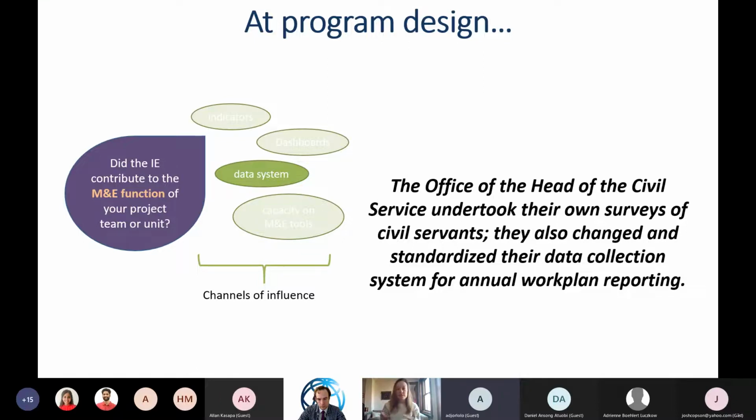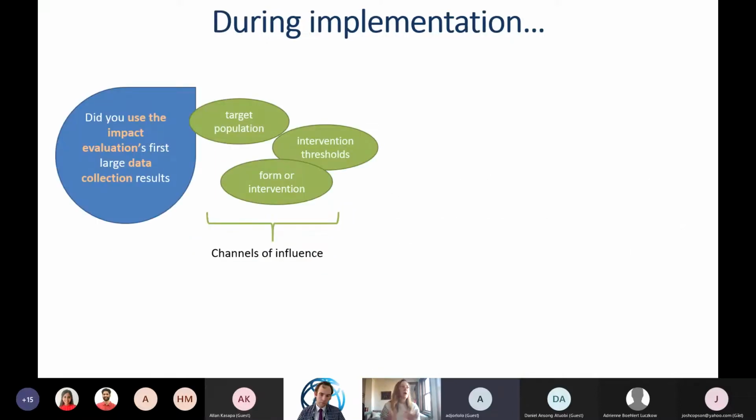Then we go into implementation, right? So when the program starts happening, what are other potential channels of influence? What are other ways that analytics can help you improve your program or your policies? And so a question that we asked is, did you use the impact evaluation's first data collection results? Or if you had other data collections, right? Every project is different. Some have one or two, some collect data on a regular basis. Some always have access to live administrative data. But basically, for any source of data that you collect, did you use this data to rethink a little bit about your program as it was still being implemented?